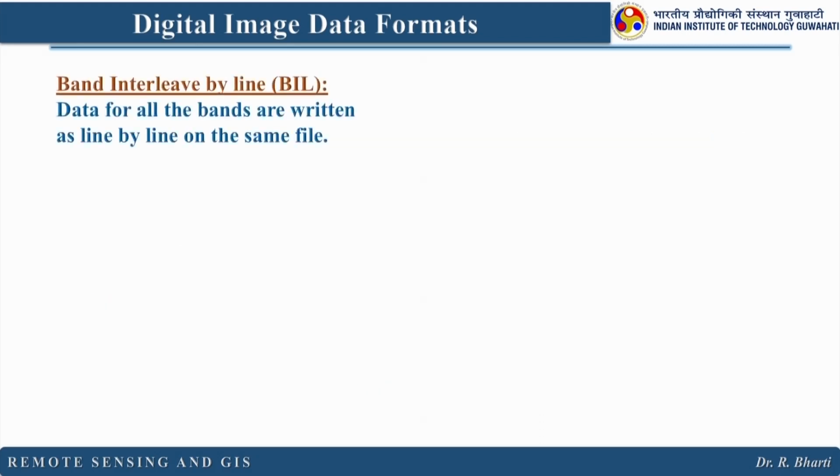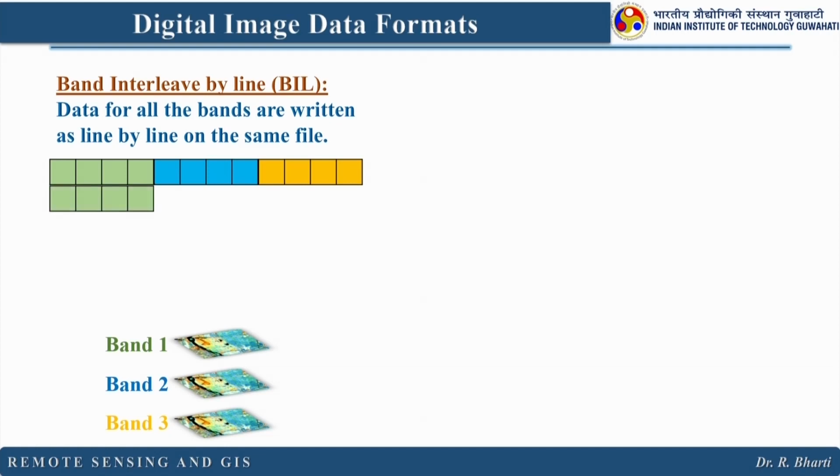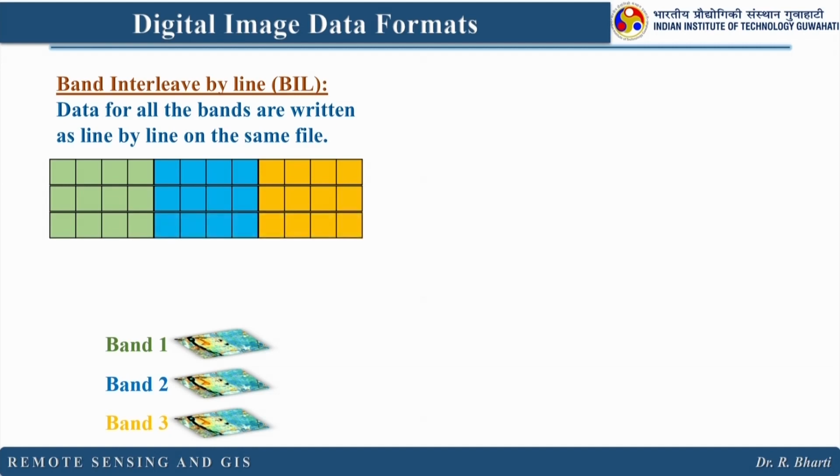Now, the next one is band interleaved by line, where data for all the bands are written line by line in the same file. Here, for the 3 bands, we will see the first line of the first image, then the first line of the second image, then the first line of the third image. Then the second line of first band, second line of second band, second line of third band, then the third line of each band, then the fourth line of each band. Band means image. Likewise, we save our data in a single file using the band interleaved by line format.